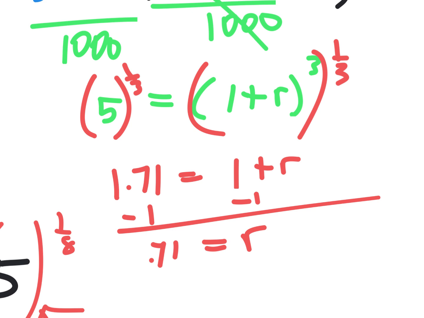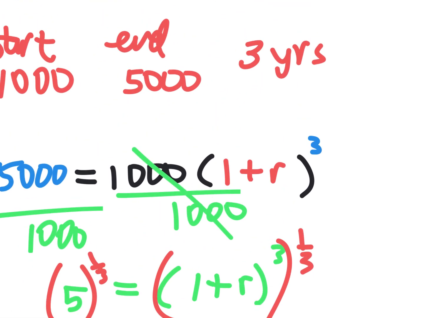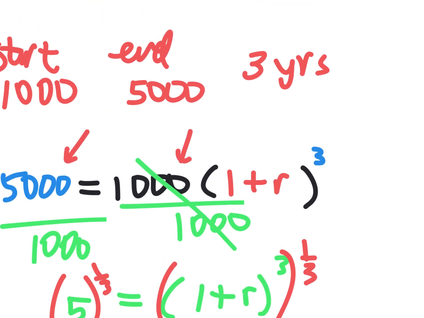71%. And that's, if you think about it, you got to get 1,000 to grow into 5,000. You got to be multiplying by a pretty big number. The rate turned out to be 0.71, as in 71%. Okay.